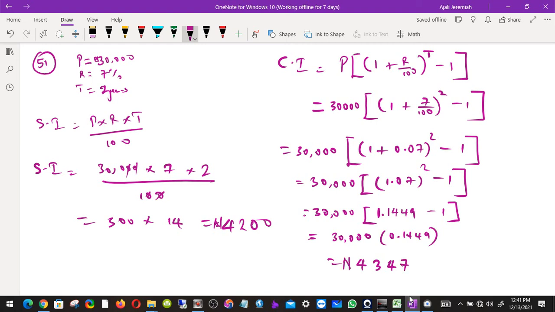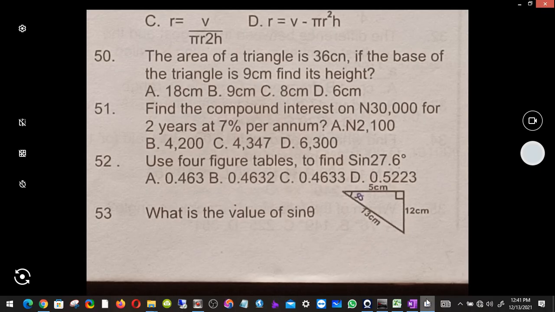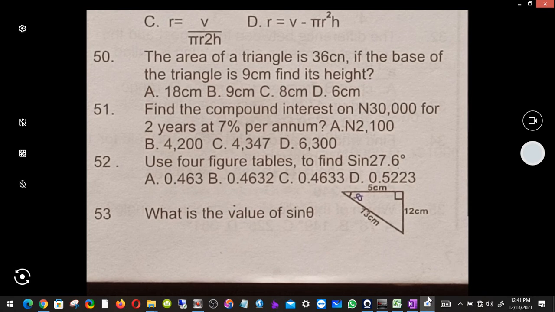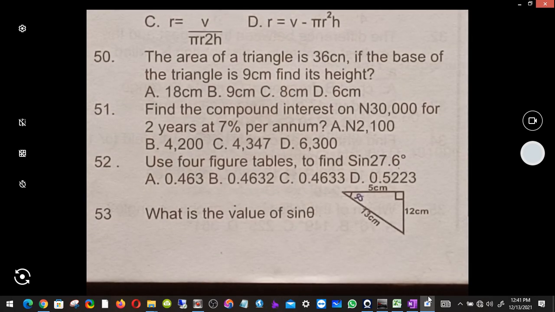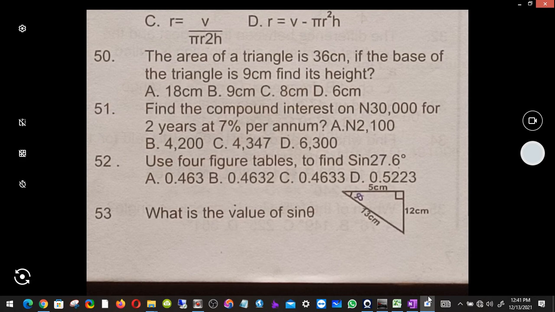4,347. And you people said it's simple interest. Is it not in the option? Yeah, 4,300. You see? Mr. James, the simple interest is in my past question. Oh, your past question, they said simple interest? Yes. Okay, because we calculated using compound interest, we got option C. Anyway, we know how to do it, right? Yes, sir.